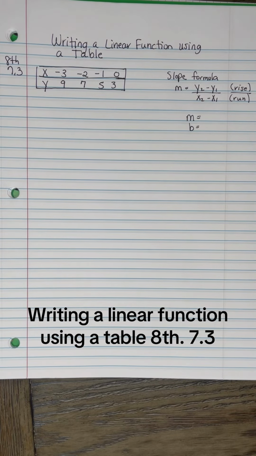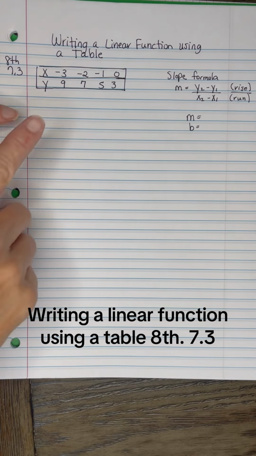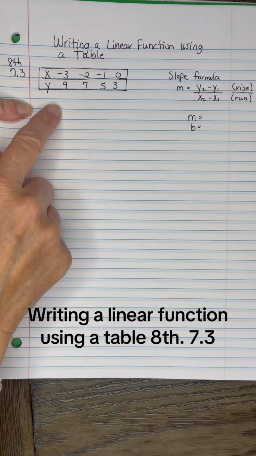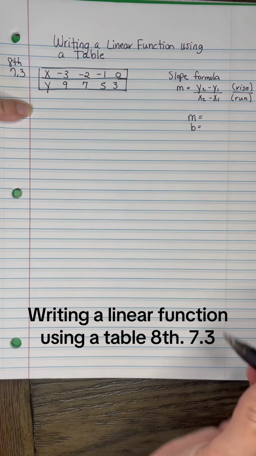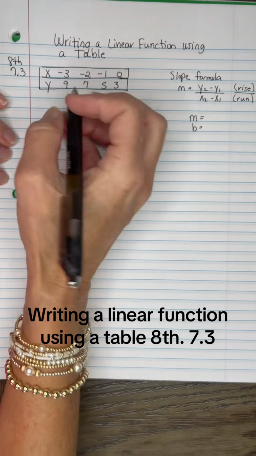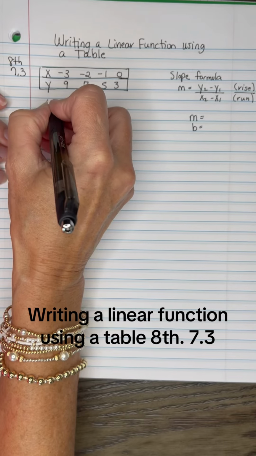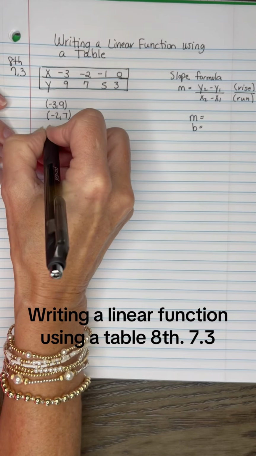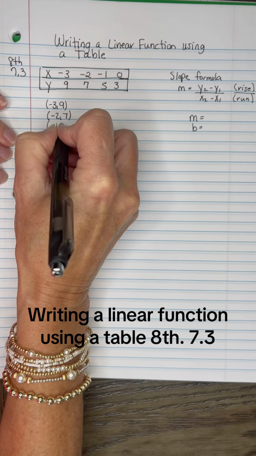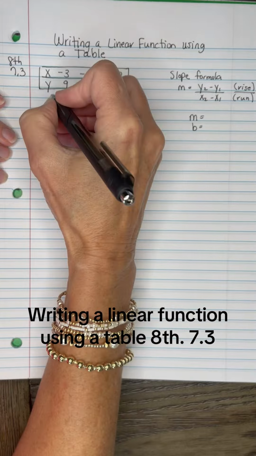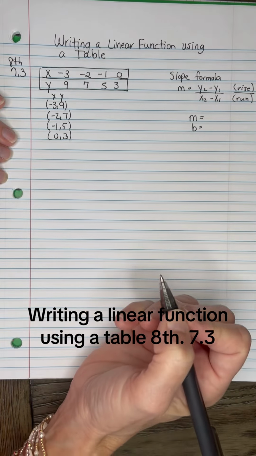All right, we're going to write a linear function, and all we're going to be given is a table. One option would be to go and graph these ordered pairs and do what we did in the last video, but let's say we don't do that. Let's write these down as ordered pairs. That is (-3, 9), (-2, 7), (-1, 5), and (0, 3). Remember, ordered pairs, the x is the first number and the y is the second number.